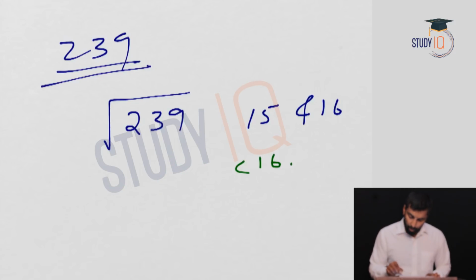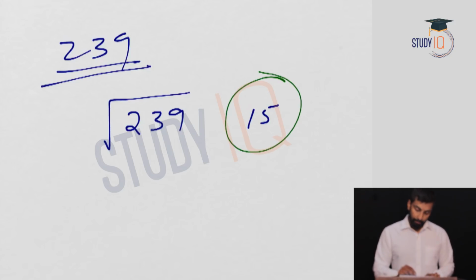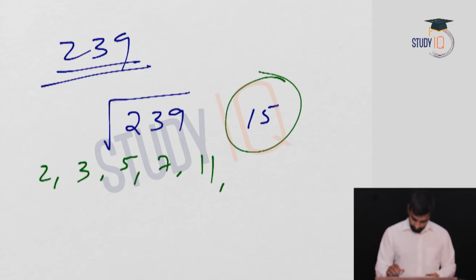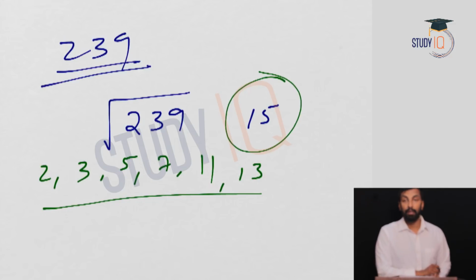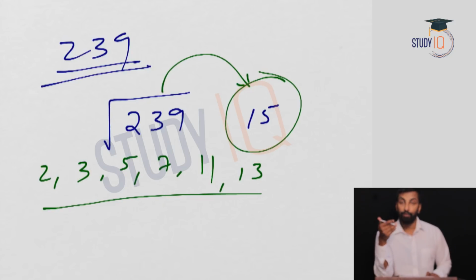I don't want to write all these things. I just need to know this is 15. So what I need to do is take the prime numbers till 15. What are they? 2, 3, 5, 7, 11, 13. These are the prime numbers till 15. Since the root is between 15 and 16, I take 15. Take prime numbers up to 15, and you start dividing 239 with these prime numbers.